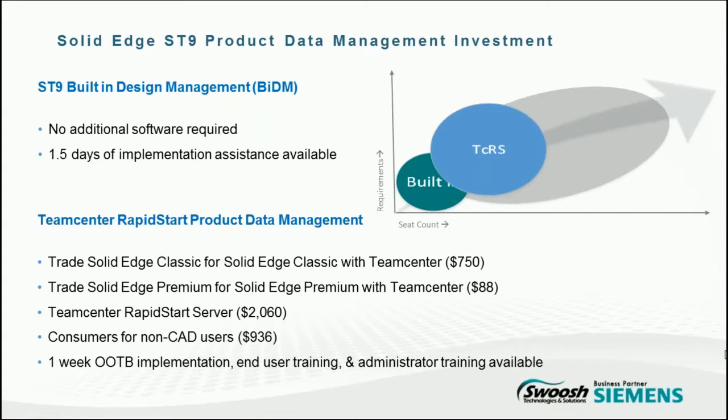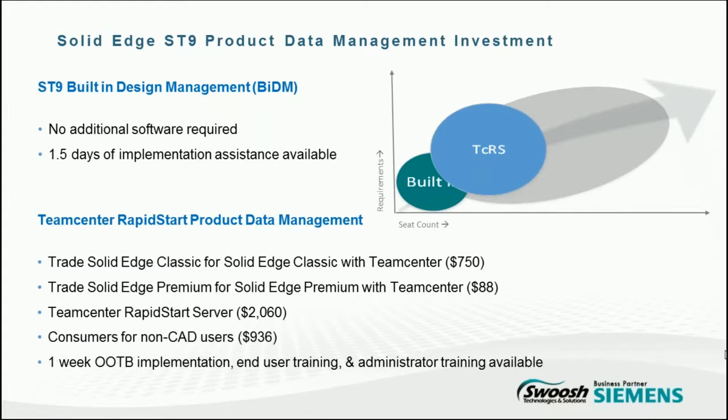Same thing, if you have Premium, you can switch it to Premium with Teamcenter for $88. There is a Teamcenter Rapid Start server. It's not a requirement, but I highly recommend it. If you get just Teamcenter by itself, you can do this stuff, but what the Teamcenter Rapid Start server does is provide you all that extra pre-configured stuff that makes it both easier to implement and easier to use.